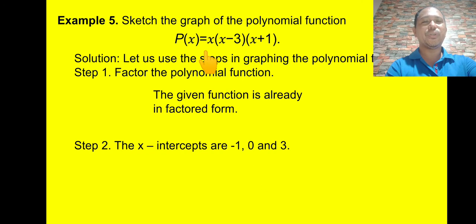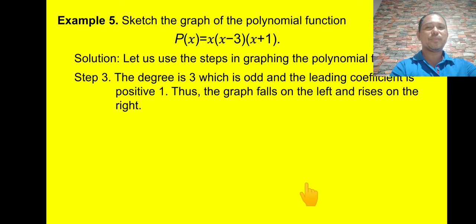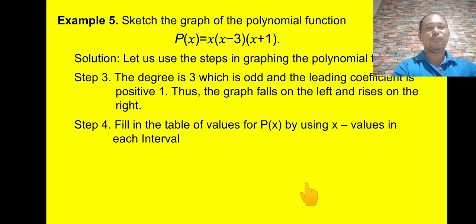So, x equals 0. x minus 3 equals 0, so that is why we have positive 3. x plus 1 equals 0, so transpose, it becomes negative 1. So we have negative 1, 0, 3. Then, plot those values to create intervals. Okay, so the next step, the degree is 3, which is odd, and the leading coefficient is positive 1. Then the graph falls on the left and rises on the right. Then fill in the table values p of x by using x values in its interval.